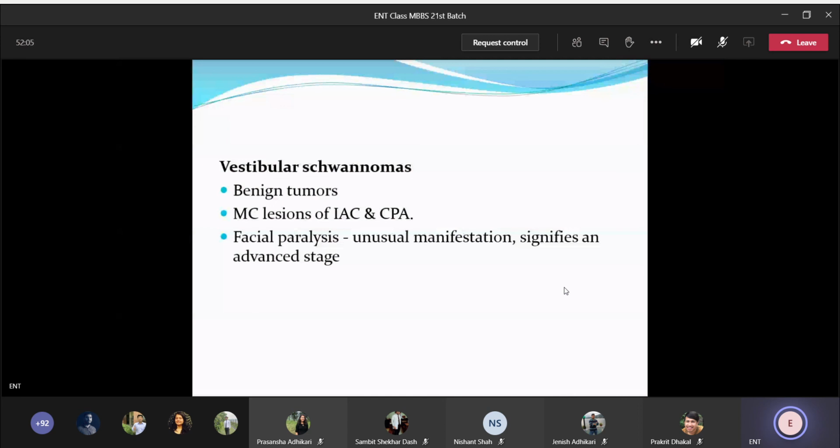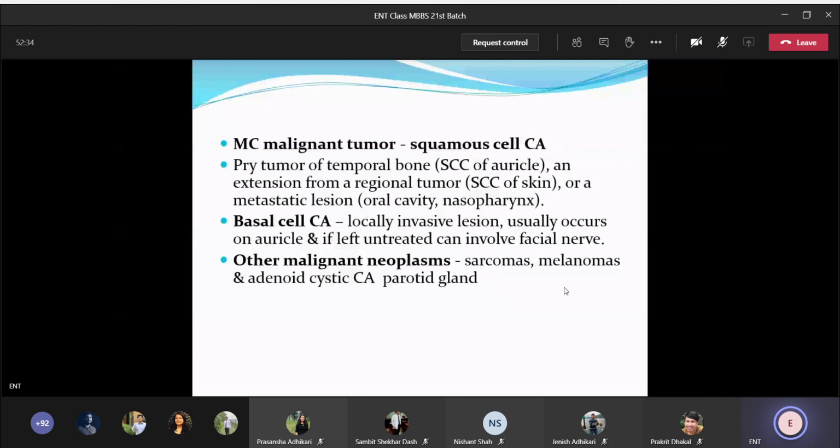Facial paralysis is an unusual manifestation in vestibular schwannoma. This unusual manifestation signifies an advanced stage. So in vestibular schwannoma, if there is facial nerve palsy, it shows that there is an advanced stage of the vestibular schwannoma. These are the other, rare causes. The most common malignant tumor is squamous cell carcinoma in the middle ear, basal cell carcinoma, other malignant neoplasms.